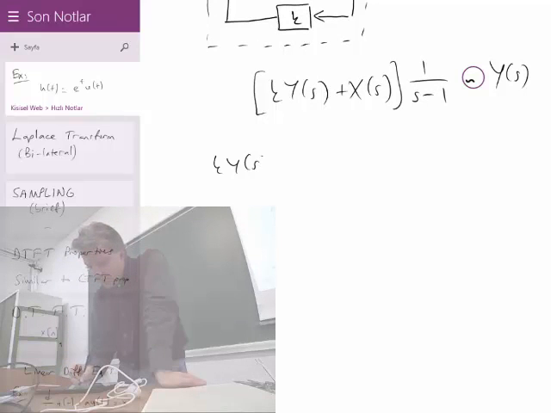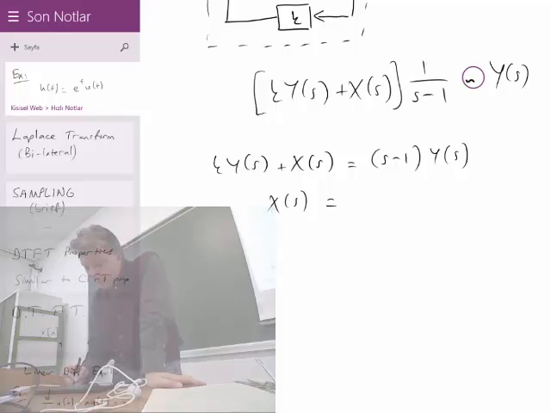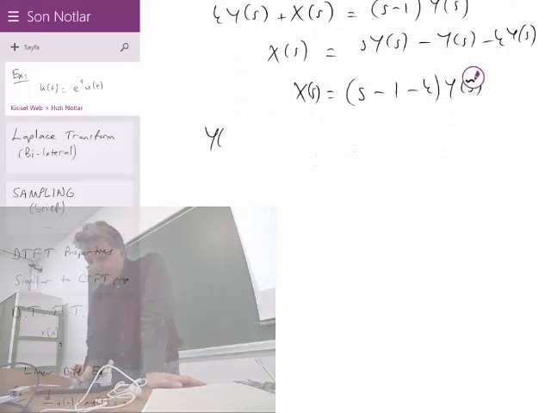Now k times y of s plus x of s will be equal to s minus 1 times y of s. Let's put k times y of s to the right hand side, and we will have x of s is equal to s y of s minus y of s minus k times y of s, or s minus 1 minus k times y of s is equal to x of s. Now, what is y of s over x of s? It is equal to 1 over s minus 1 minus k.